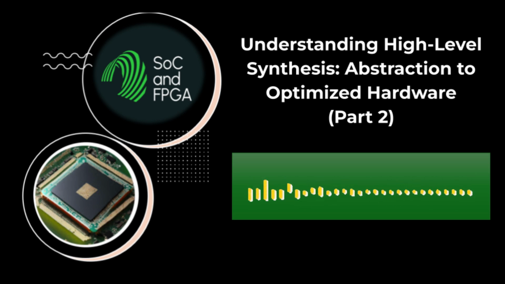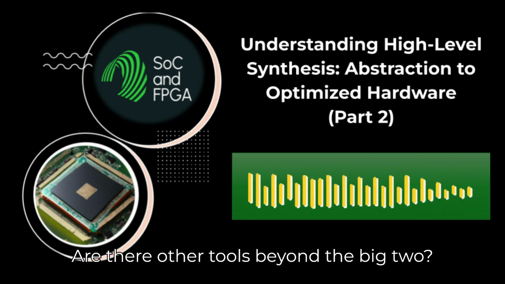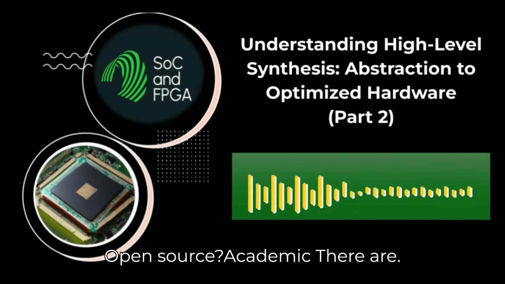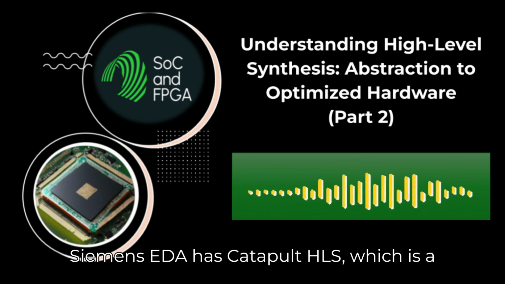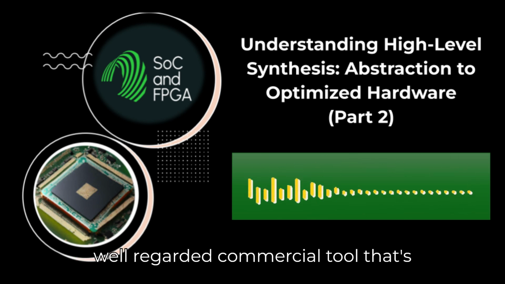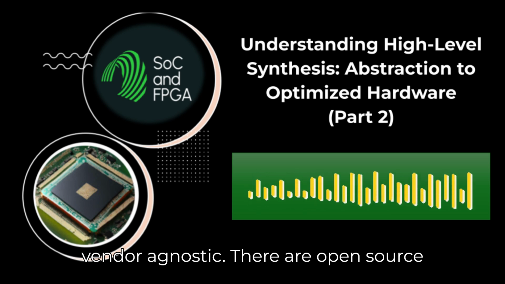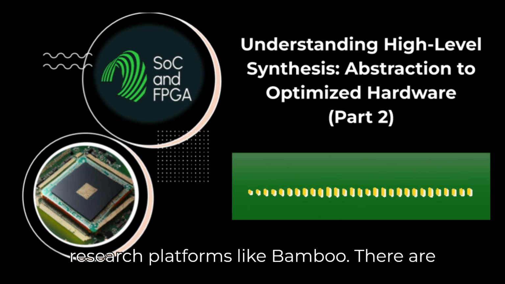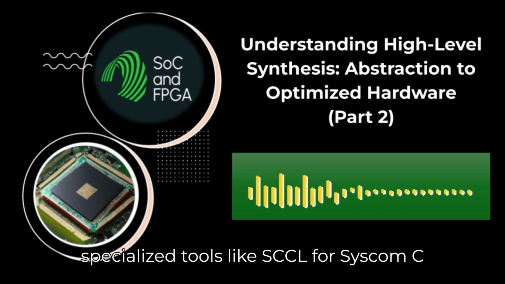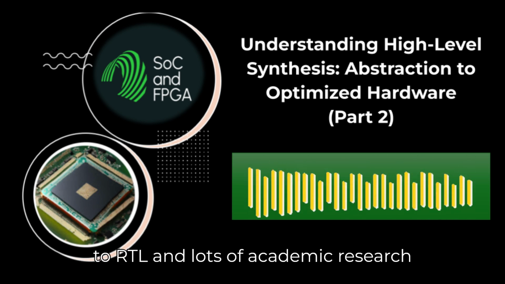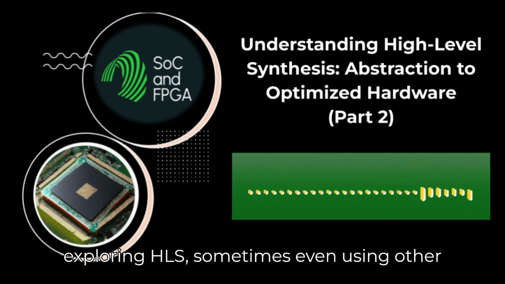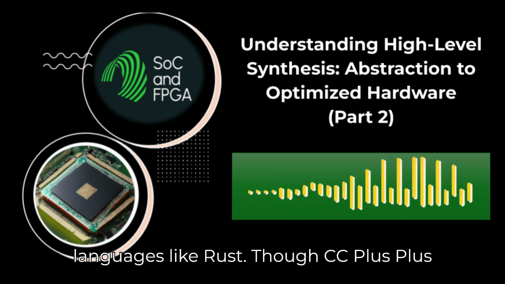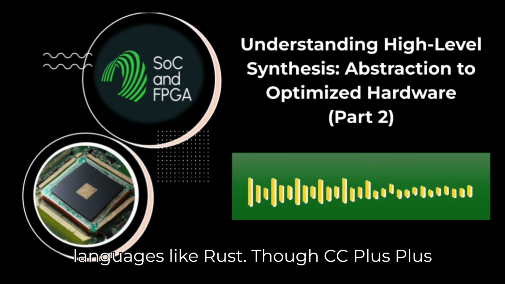Good to know. Are there other tools beyond the big two? Open source? Academic? There are. Siemens EDA has Catapult HLS, which is a well-regarded commercial tool that's vendor agnostic. There are open-source research platforms like Bambu. There are specialized tools like SCCL for SystemC to RTL, and lots of academic research exploring HLS, sometimes even using other languages like Rust, though C++ remains dominant.